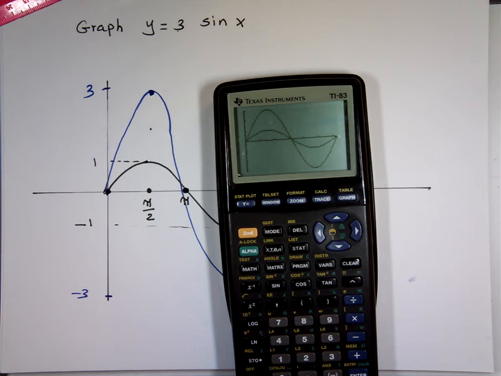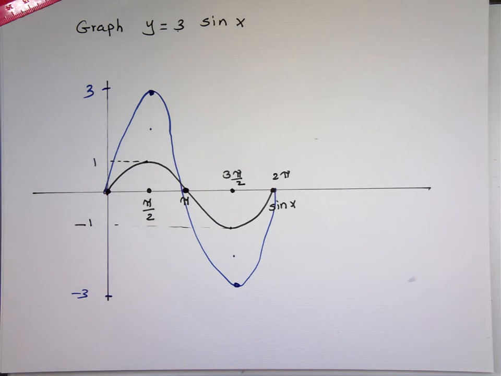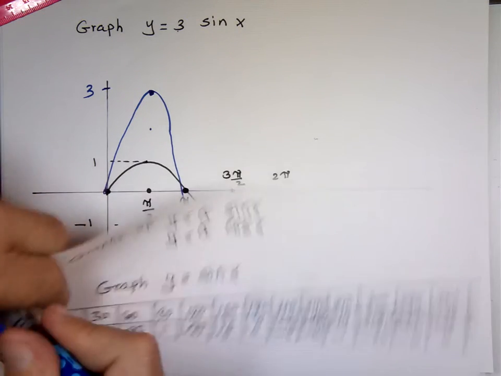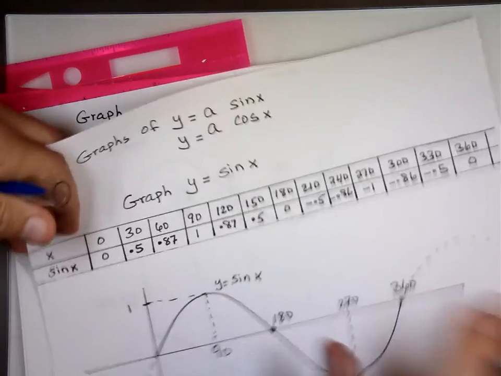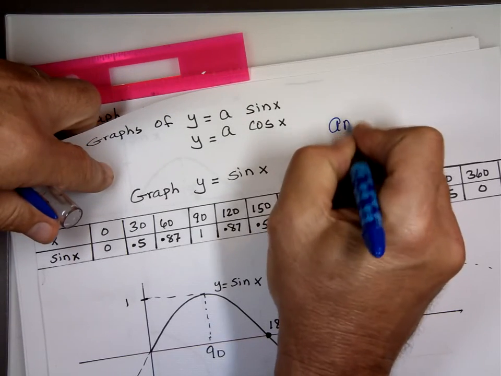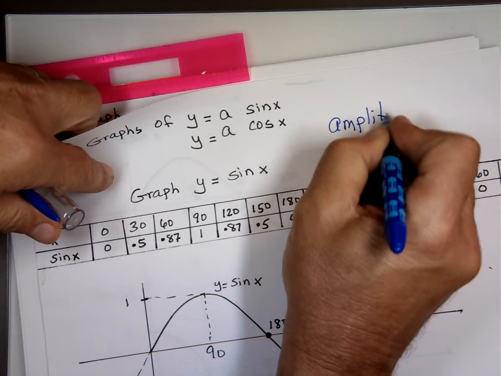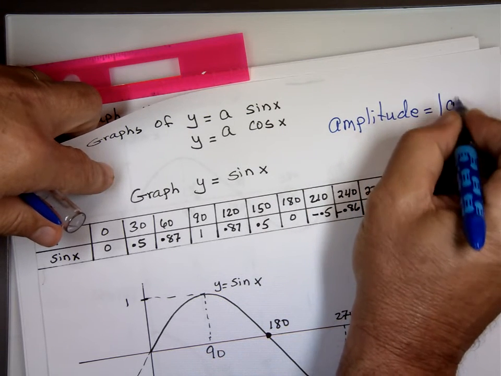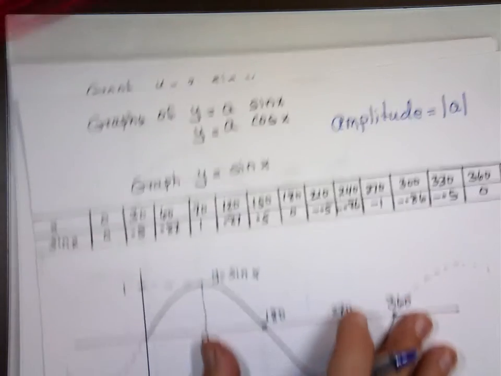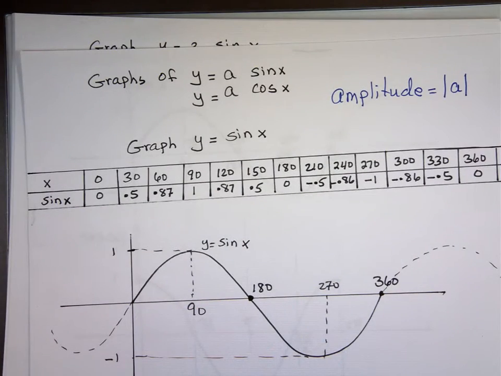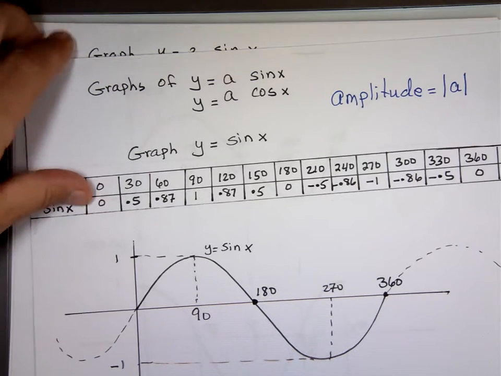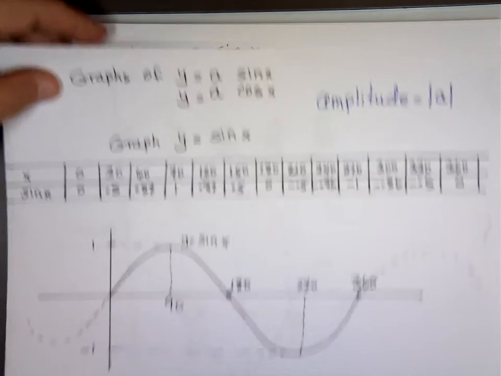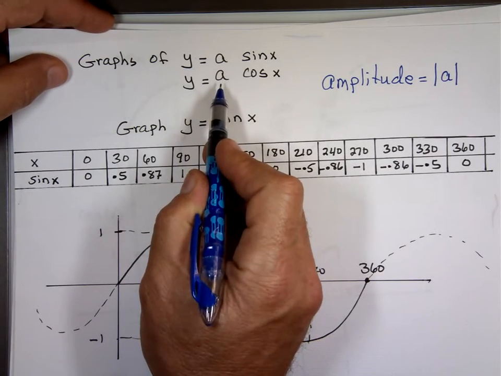So the number in the front is given the letter A for a reason. Why are they called A? Amplitude, exactly. When we ask you what the amplitude of the function is, the amplitude is equal to the absolute value of A. Not A, the absolute value of that. And that is how high it would go. It will go to 1. So that's the reason why we use the letter A, amplitude.